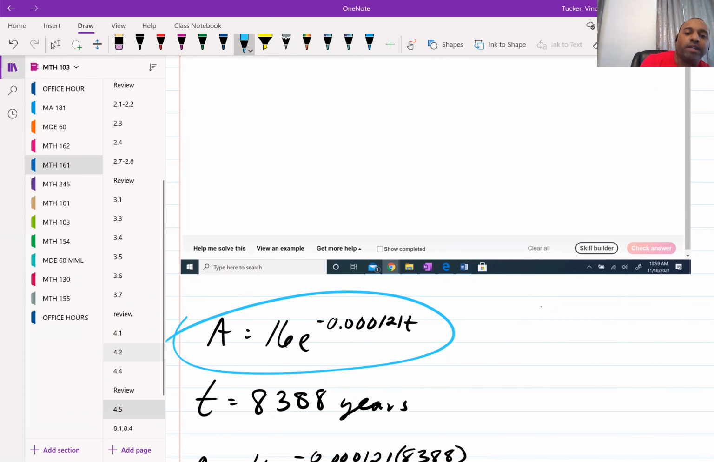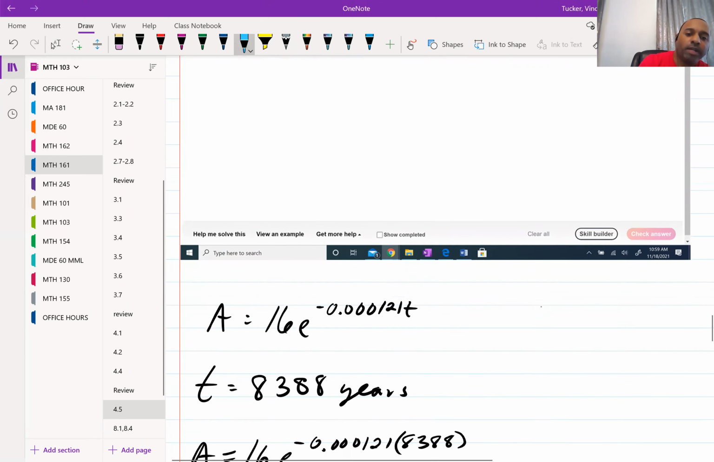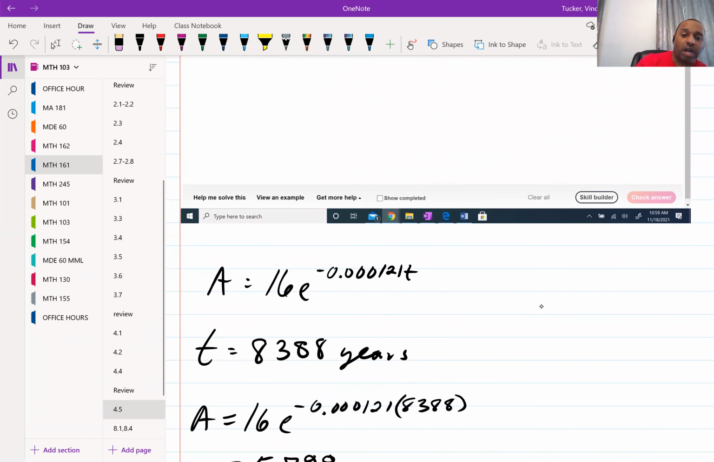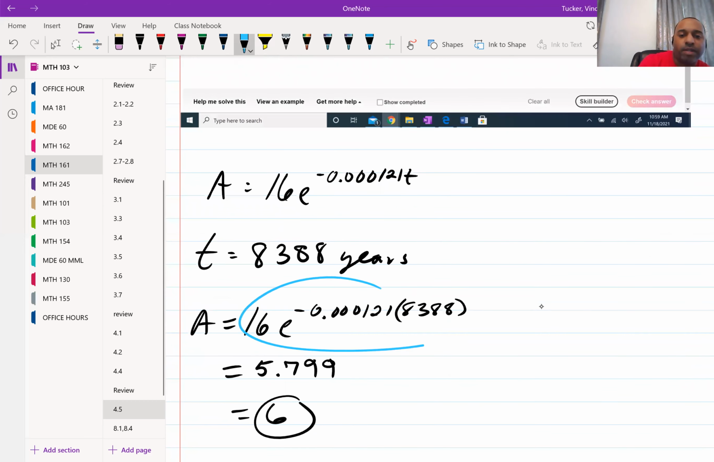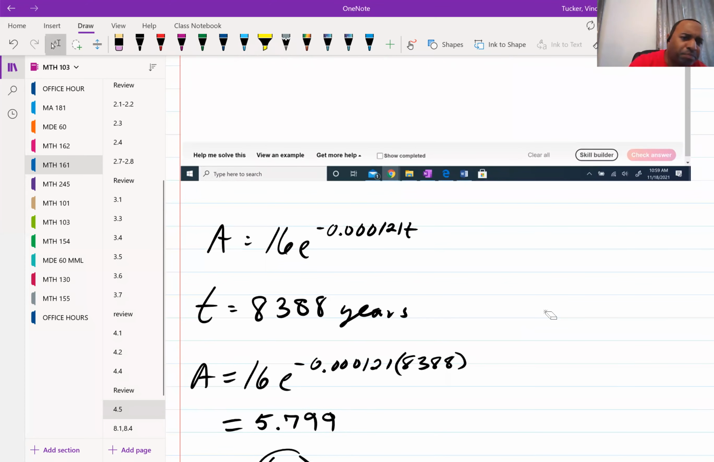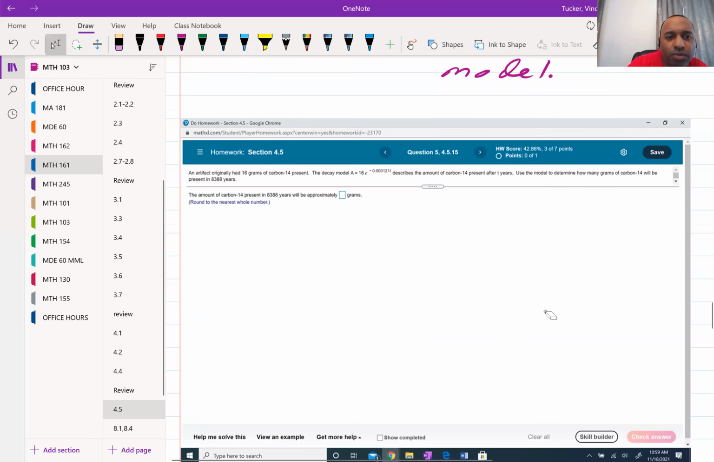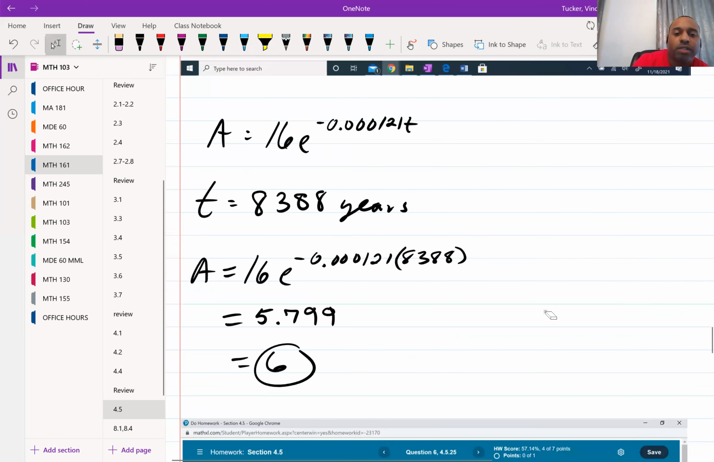They gave us this formula right here, this model. They gave us T. So we want to know how much will be left after 8,388 years. So all we do is plug in 8388 into T. All right, stuff not erasing. There we go. And throw it in your calculator. Once again, make sure you know how to use it. You should get 5.799. And they say to round to the nearest whole number. So that's why we have 6 here for our answer.